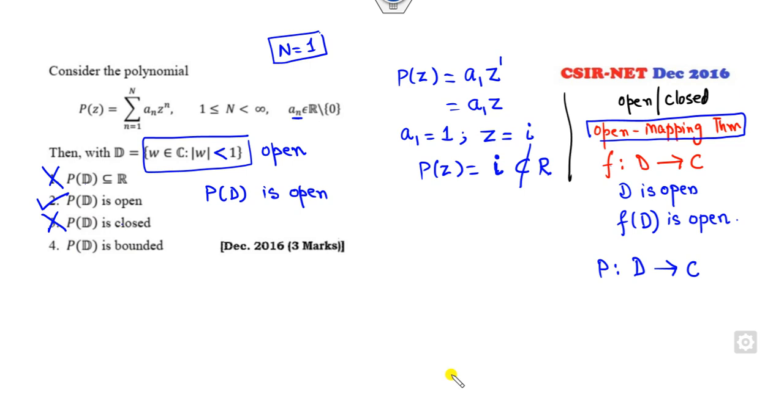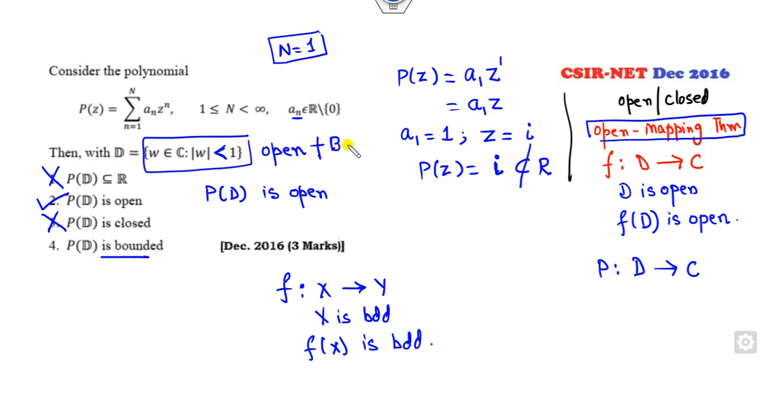How do you prove that it's bounded? Again, we all know if F is the mapping from this, and I prove that this X is bounded, then this is bounded. Because the modulus is bounded, it is open plus bounded as well. So F of D is also bounded. The right options are B and D.